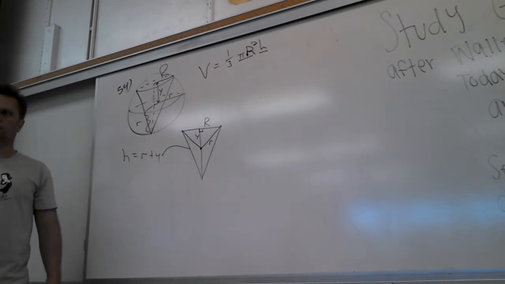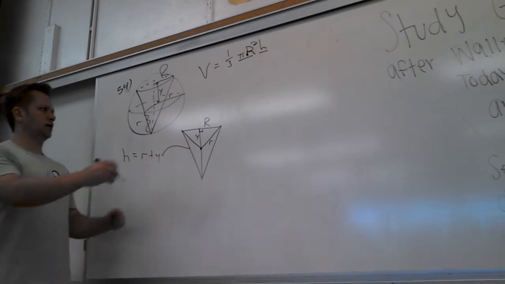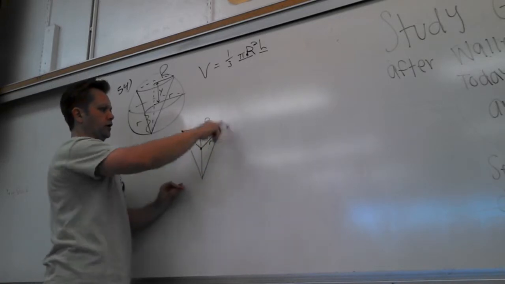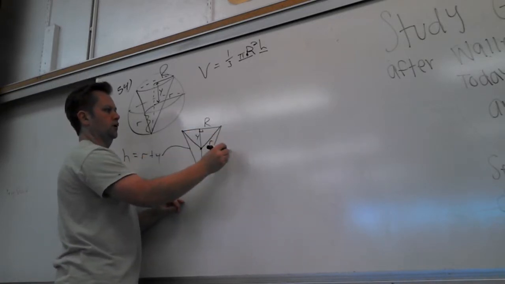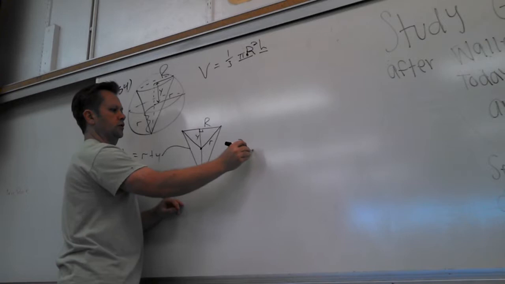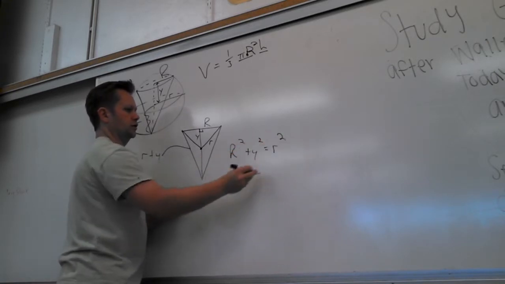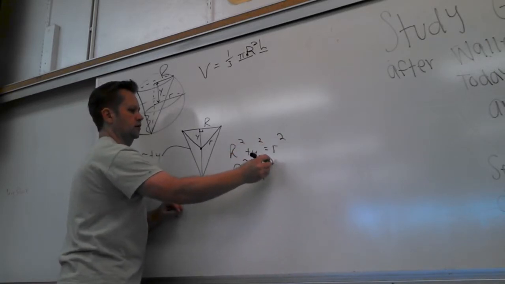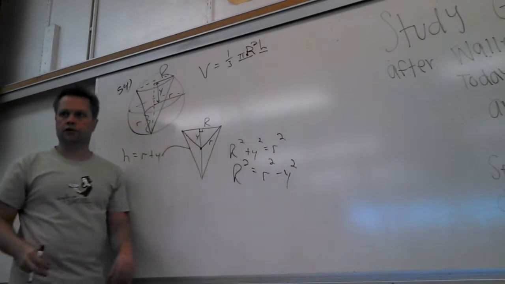So what's big R squared? Or what can I set up here? Big R squared plus y squared plus r squared equals little r squared. So big R squared is r squared minus y squared, for example. Right?